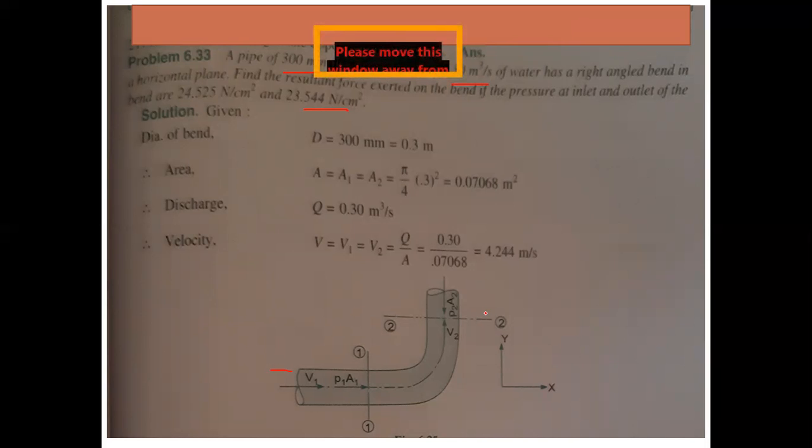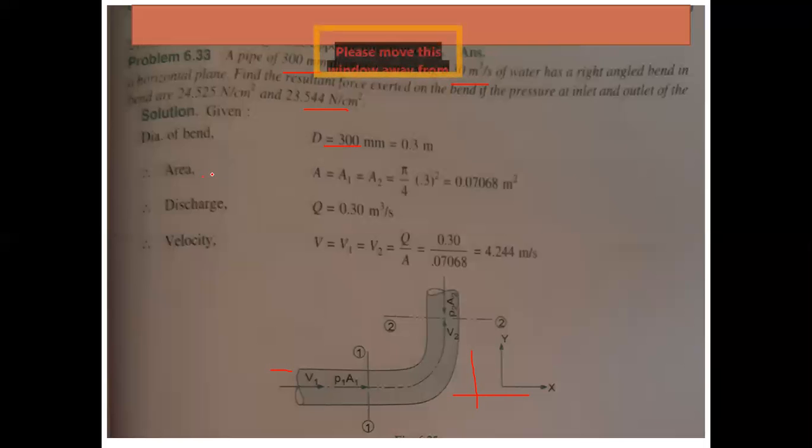Now draw the figure. We have the initial section with p1, a1 and v1, and the second section with v2, p2 and a2. This is the cross section at 1-1 and the cross section at 2-2. This is the x-axis direction, this is the y-axis direction. Now write the given data. What is the pipe diameter? Uniform diameter d is equal to 300 mm, that is 0.3 meter.